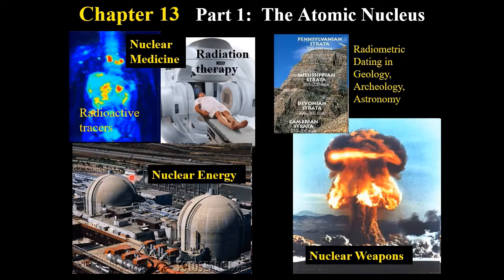The atomic nucleus contains an enormous amount of energy, and that energy can be tapped and harnessed to produce electricity. So we'll learn about how this works in part 2 of this video when we briefly look at nuclear energy. And nuclear physics actually got its start with the development of the so-called nuclear or atomic weapons in World War II. We will also very briefly look at those in part 2 of this video.